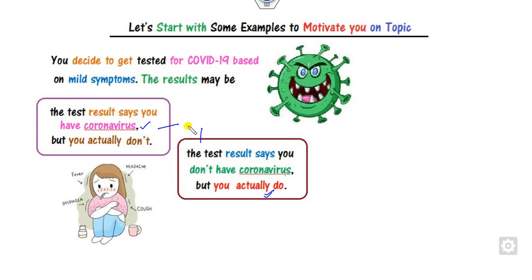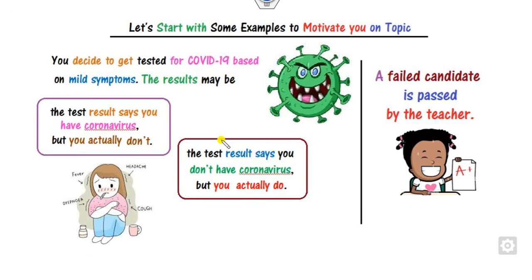In both cases, you can observe that there is an error in it, because in the first case the result says you have the coronavirus, but you actually don't have it. And in the second case, the result says you don't have coronavirus, but you actually do. It means there is some error inside it.